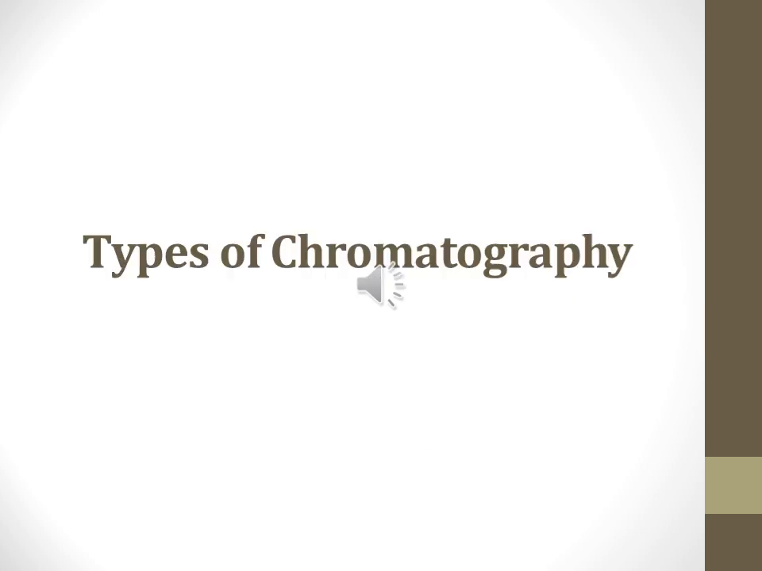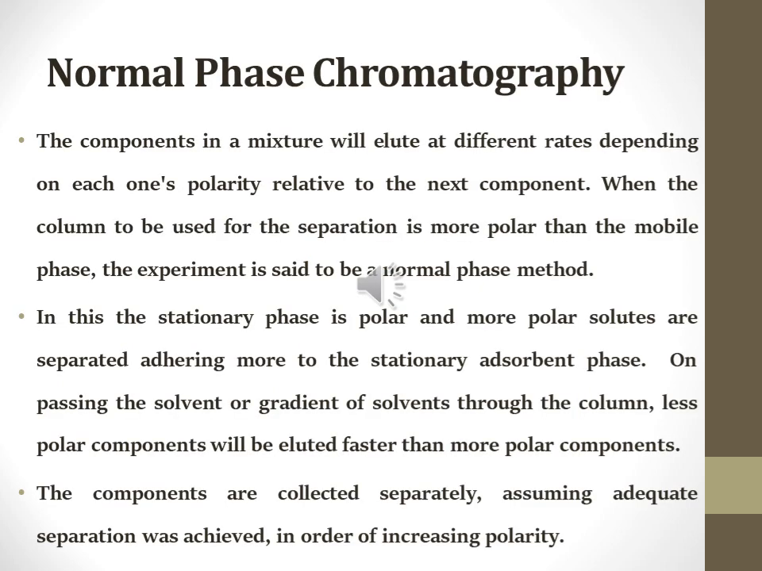Talking about the partition ratio. What is partition ratio? First we will talk about normal phase chromatography. The components in a mixture will elute at a different rate depending on each one's polarity relative to the next component. When the column used for the separation is more polar than the mobile phase, the experiment is said to be the normal phase method.